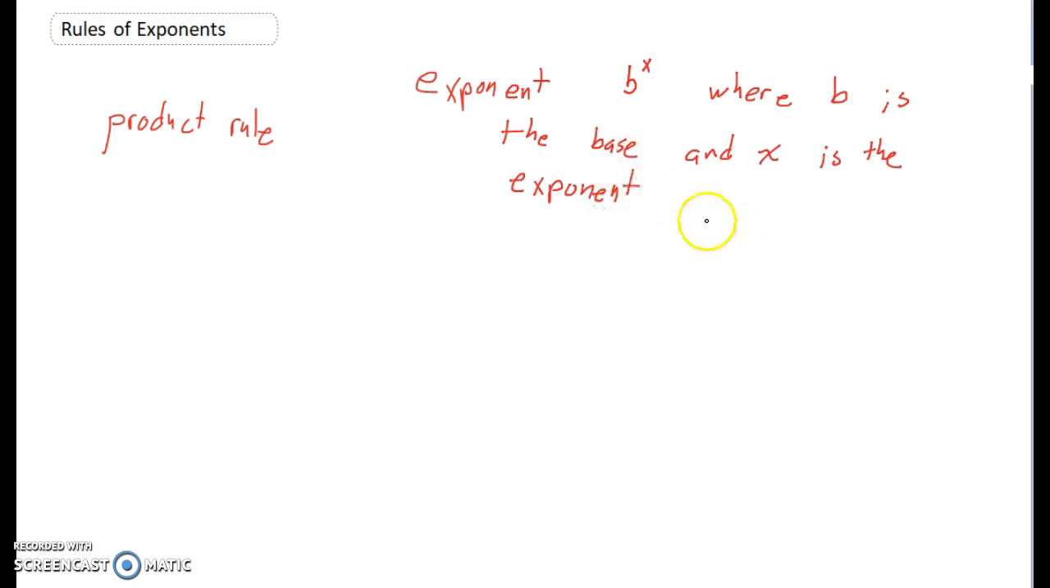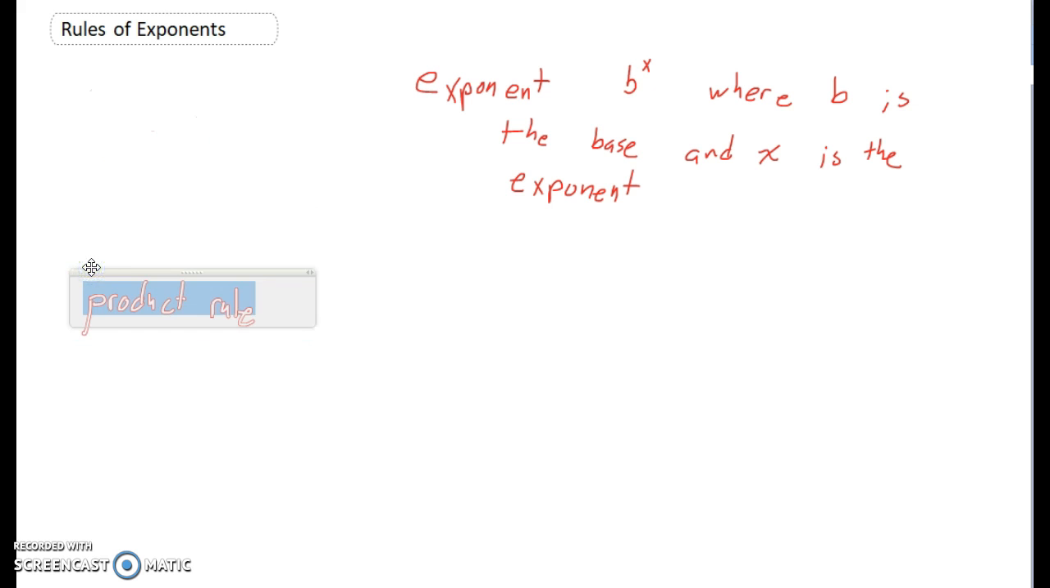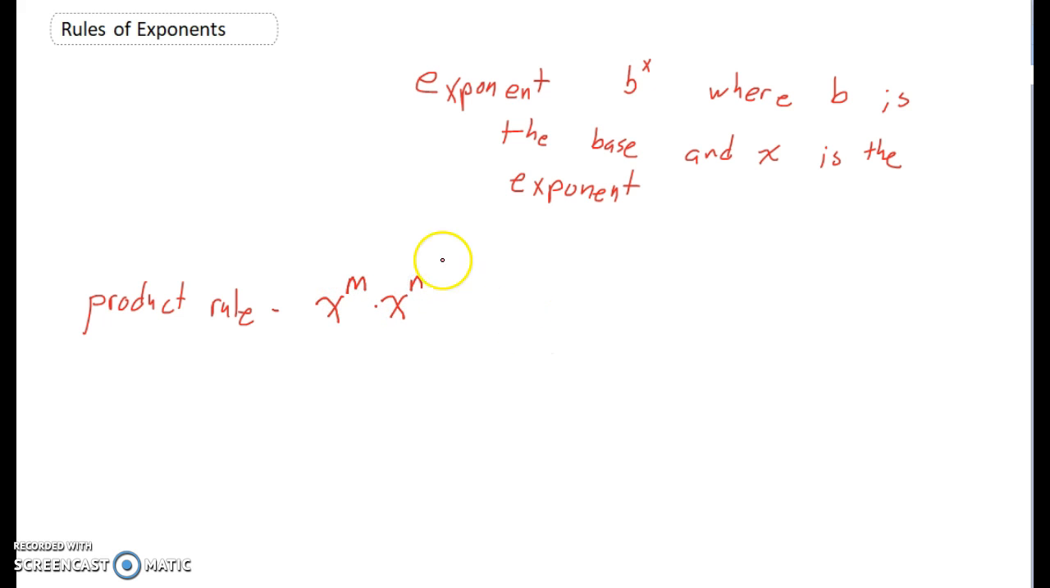Okay, so that's very generically. You can see it in other forms too, but that is the most generic one, and for the most part will be good for what we are going to do in this lesson. So the product rule states that if you have x to the m times x to the n, in this case x is our base and m and n are different exponents, this is the same as x to the m plus n.